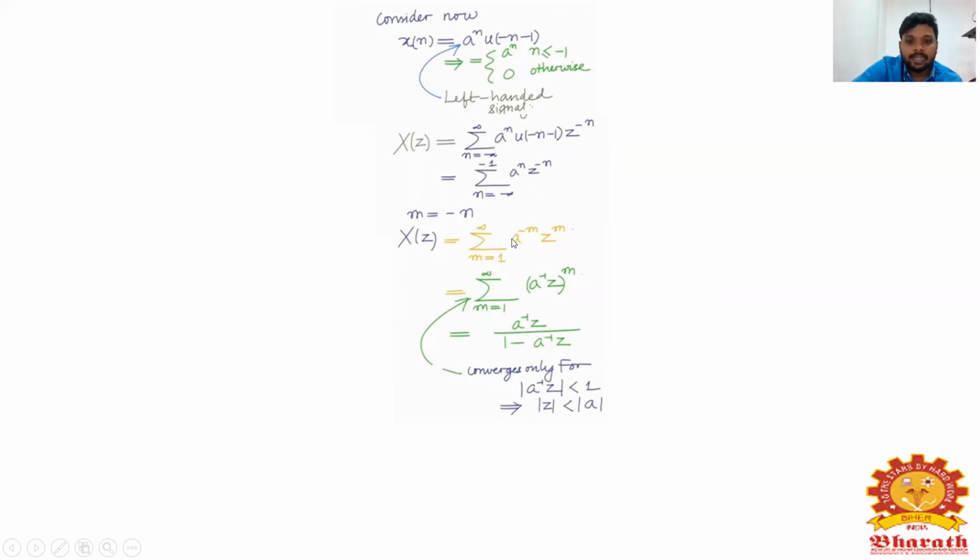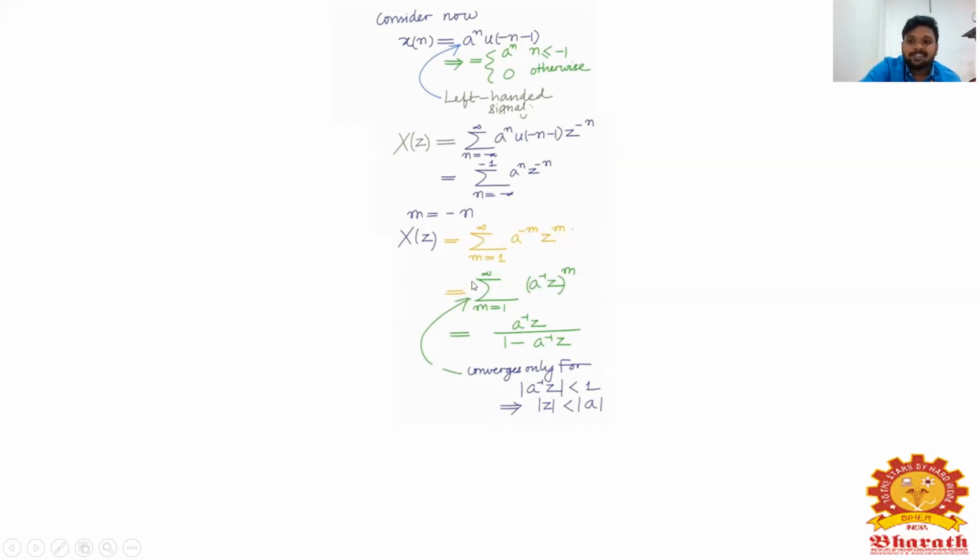So a, in terms of n, I can substitute minus m. In terms of minus n, I can substitute m. So summation m is equal to 1 to infinity a power minus m z power m. We change it like this. So summation m is equal to 1 to infinity, I'm taking m commonly outside, so I will get a power minus 1 z whole power m.